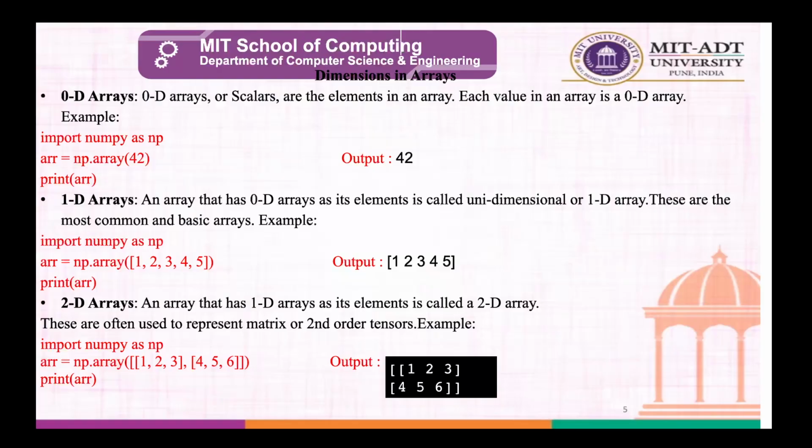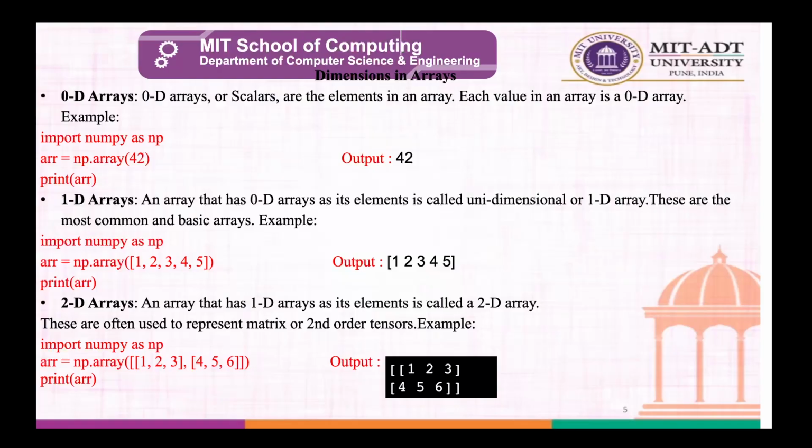Then the one dimensional array, an array that has zero dimensional arrays as its elements. That means in a one dimensional array we can have multiple elements in a single row. So in the example np.array in brackets 1 2 3 4 5 means we are creating a single row but multiple columns. Such a type of array is called a one dimensional array.